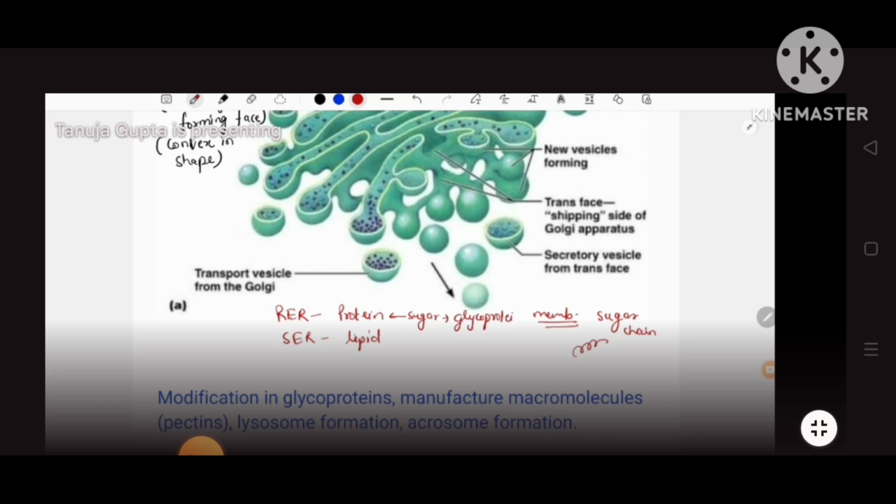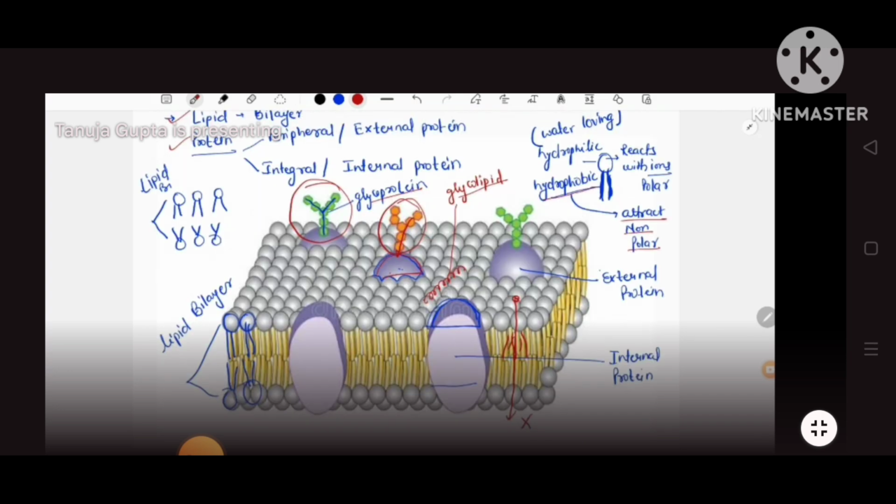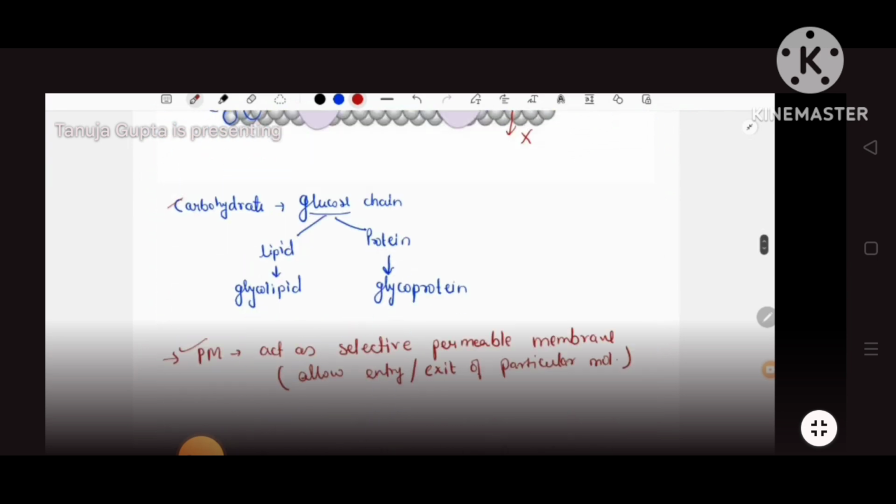I have told you this one when we did membrane. If the sugar molecule is attached with the lipid, it is called glycolipid. If a carbohydrate chain is attached with a protein, this is called glycoprotein. I have told you this one. And if it is attached with this lipid, then it is called glycolipid, right?